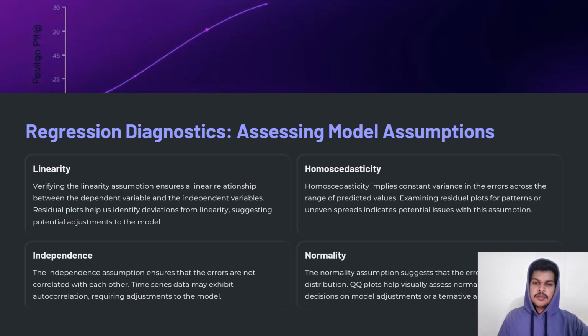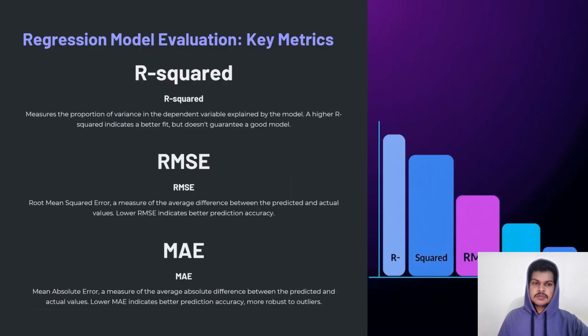The next one, homoscedasticity, implies constant variance in the errors across the range of predicted values. Examining the residual plot for patterns or uneven spread indicates potential issues with this assumption.